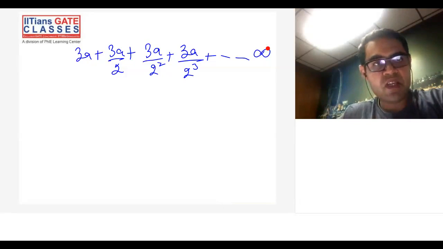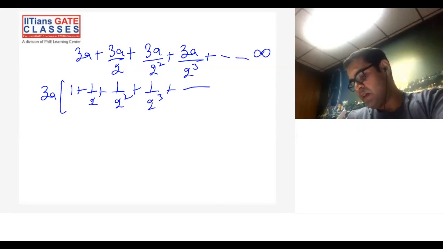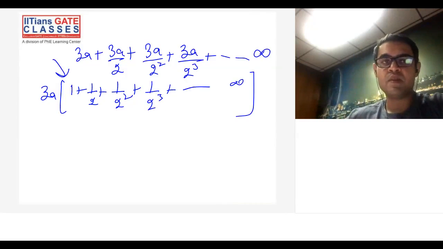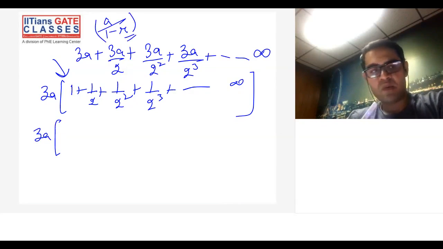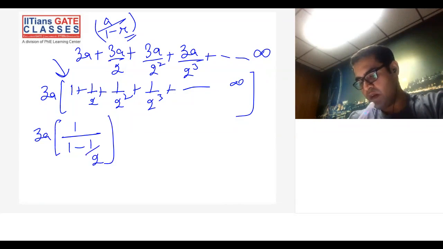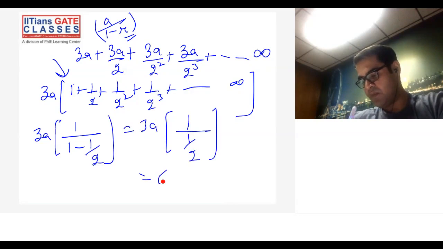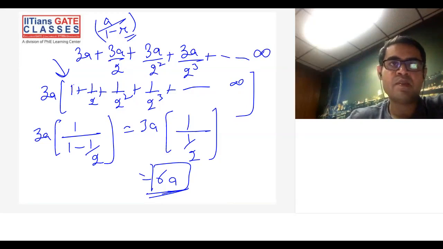Now see, I have 3a common in them, so I'll just take 3a common. This becomes 1 by 2 plus 1 by 2 square plus 1 by 2 cube up till infinity. All right. So if you observe this, this is a GP series with infinite terms. Okay. So let's try and use the formula. The formula was a upon 1 minus r. R is 1 by 2 over here, and a is also 1 by 2. So this gives you 3a into 1 minus half, 2 comes up, this becomes 6a. Okay. So the perimeter of all the triangles in this given problem is nothing but 6a.